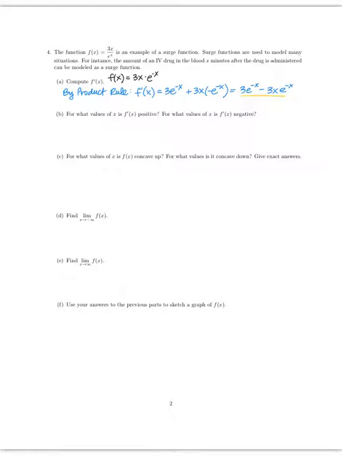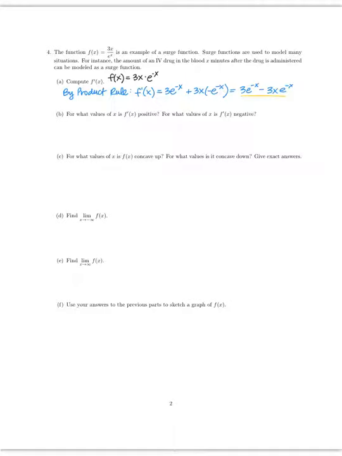All right, here I've just used the product rule and I ended up with 3 times e to the negative x plus 3x times negative e to the negative x. And I just algebraically rewrote that, made it a little bit cleaner. That yellow underlined portion is the result that comes out the other side: 3 times e to the negative x minus 3x e to the negative x.